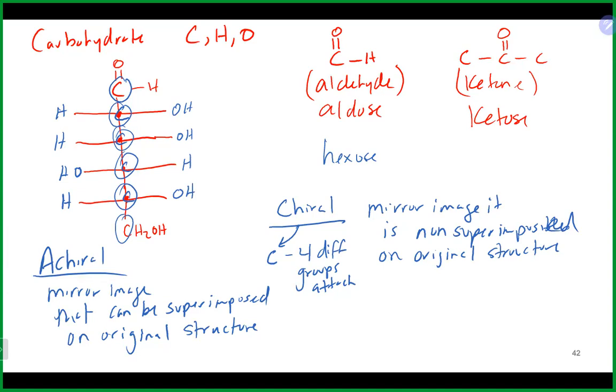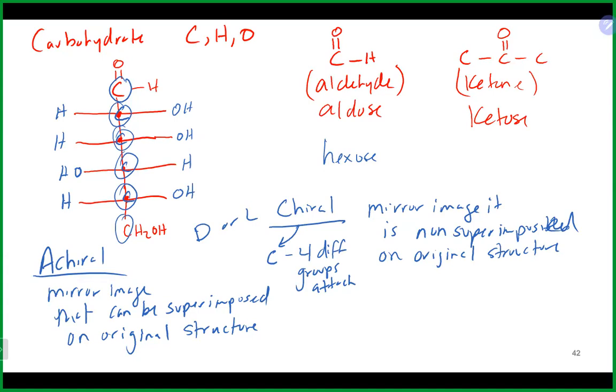Now, let's see here. There's that. We also talked about the idea that you can have more than one chiral carbon in a carbohydrate. So we can also have a D or L, I think we also talked about, sort of orientation. D means right, L means left.